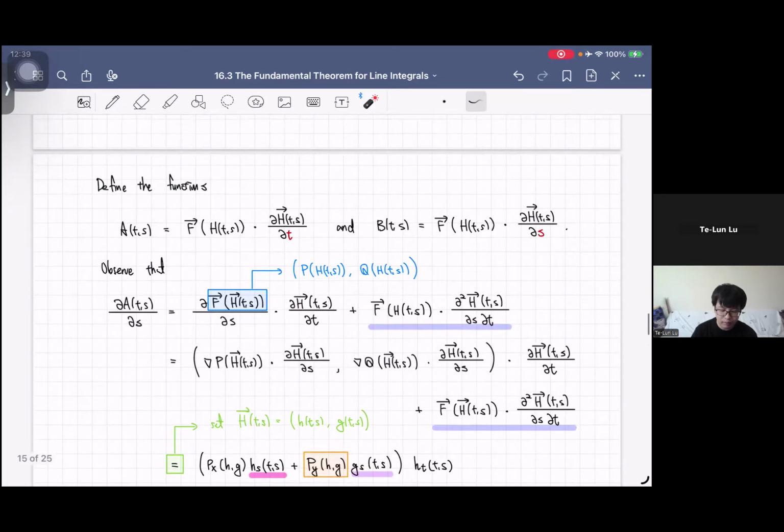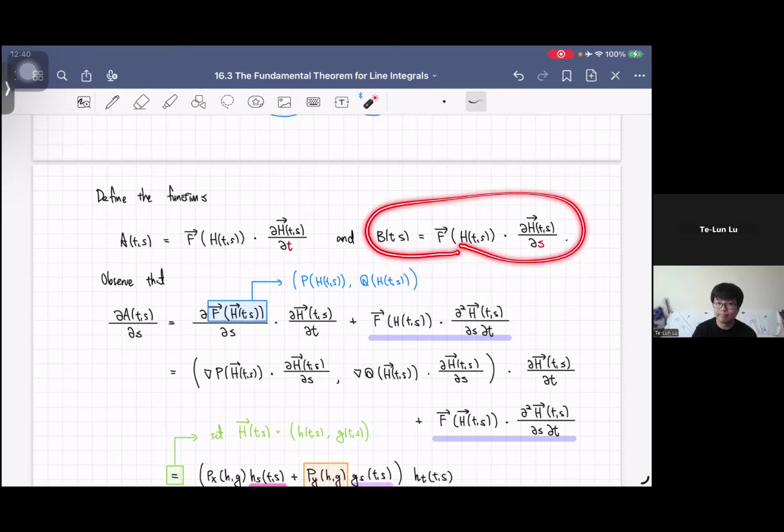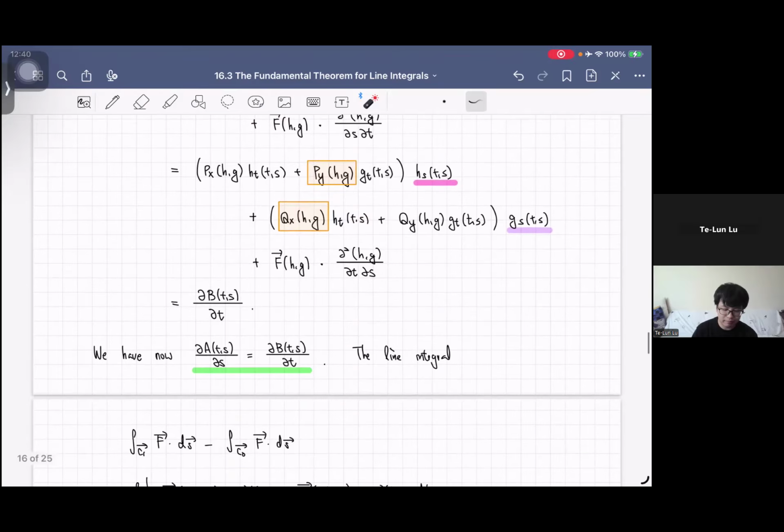So let's go through this again. We define two different functions in terms of t and s, given by F evaluated at h, taking dot product with h over t. And this is kind of motivational because this is what the actual line integration looks like, right? And we define an auxiliary function b(t,s) by the same thing, but we differentiate with respect to s, but not t. And what we show here is that the derivative of a with respect to s gives us the same thing as the derivative of b with respect to t. Okay, so this is what we obtain.